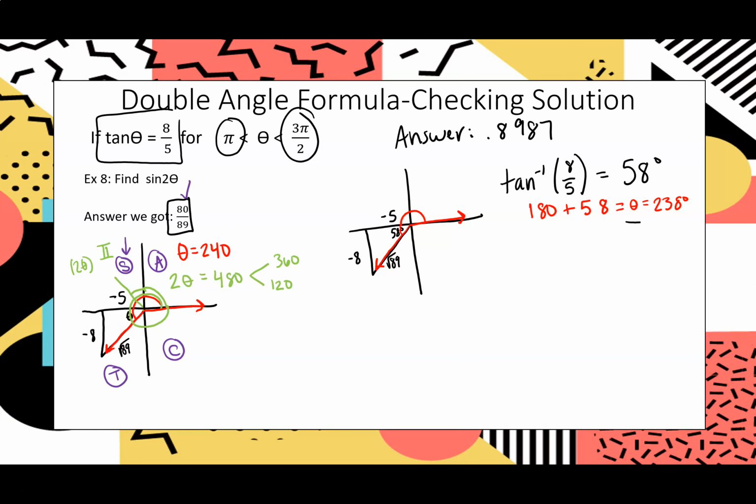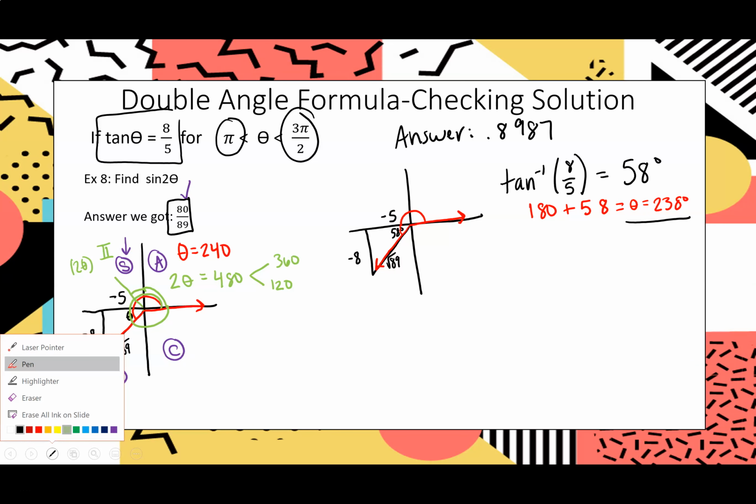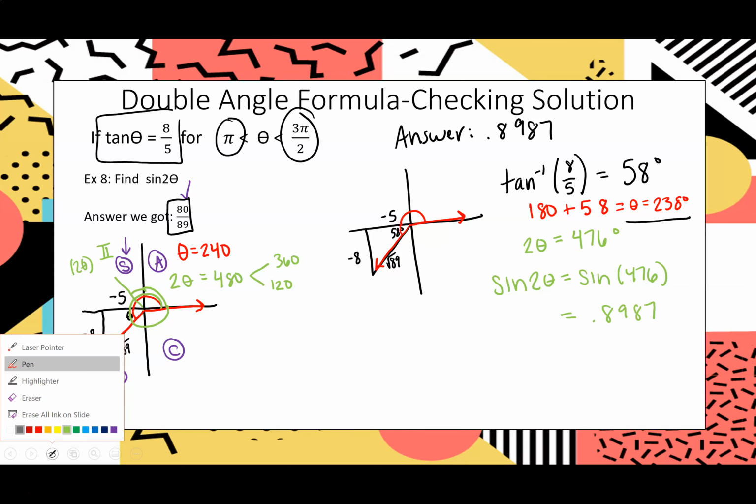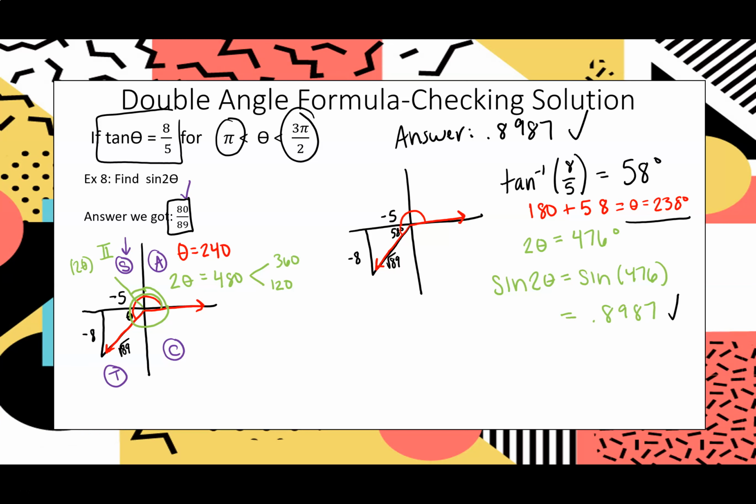All right, so if theta is equal to 238, what is my 2 theta equal to? Well, obviously multiply that by 2. And we get 2 theta is 2 times 238. That is going to be 476 degrees. And again, I'm really close to my guess over here for 480, but not perfect. So now I need to take sine of 2 theta. Well, sine of 2 theta is going to be equal to sine of 476. And sine of 476 is 0.8987. And I'll be a monkey's uncle. Take a look at what we got and what we got from doing the check step.